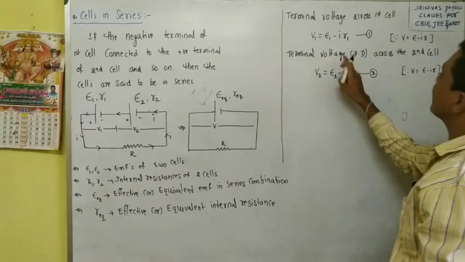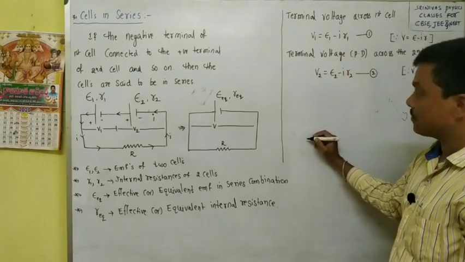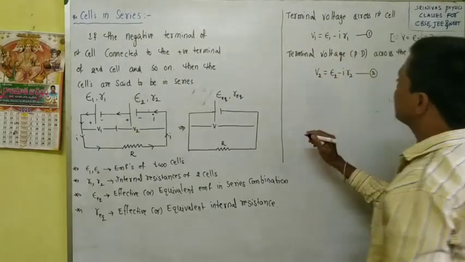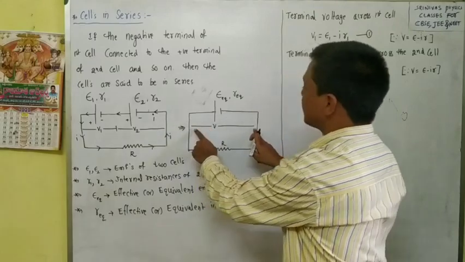Why are we not writing I1, I2? Because in a series combination the same current flows. The current is constant.